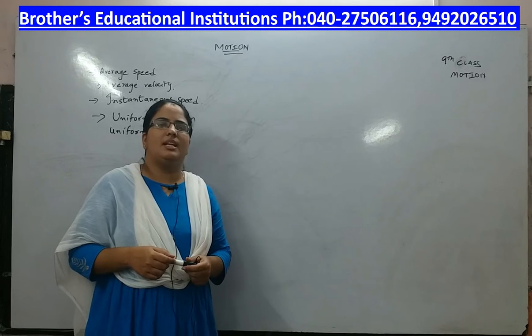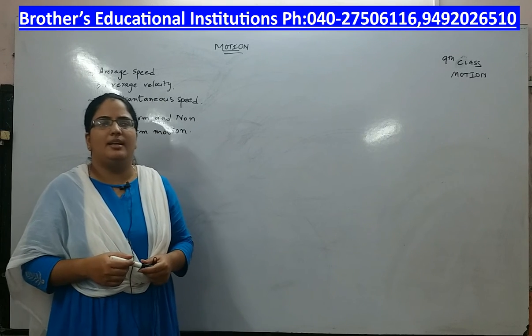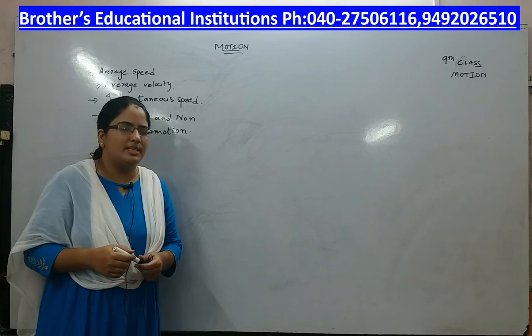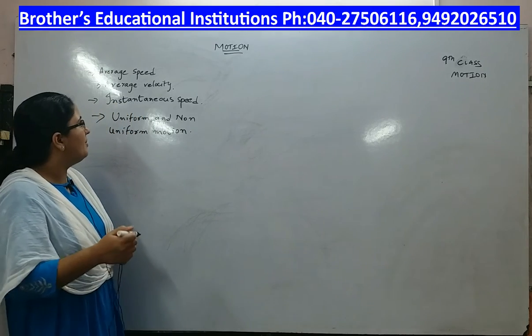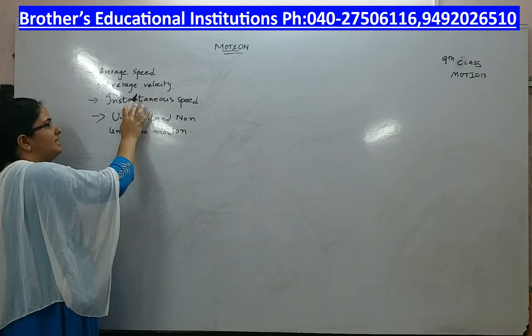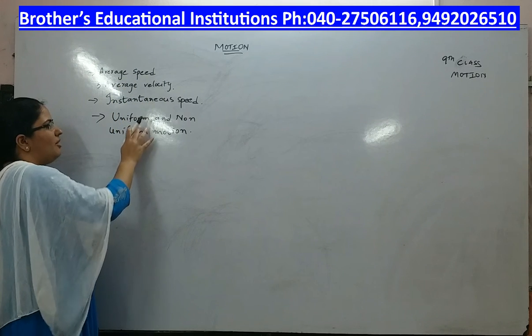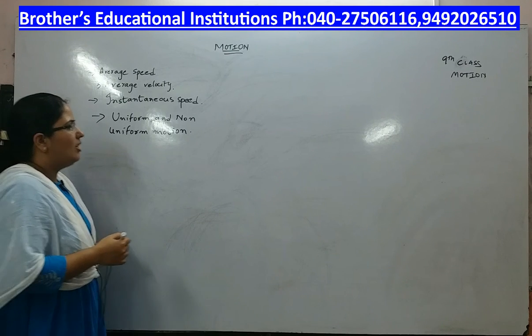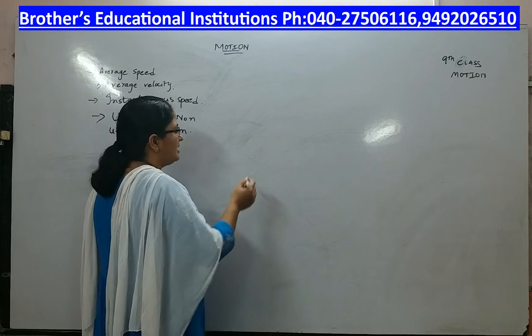In the previous class we discussed calculating speed, average speed and average velocity. In today's class we shall discuss how to calculate average speed and average velocity, instantaneous speed, uniform and non-uniform motion. In order to calculate average speed, let us discuss a small activity.